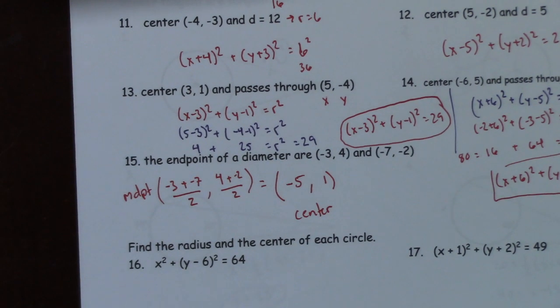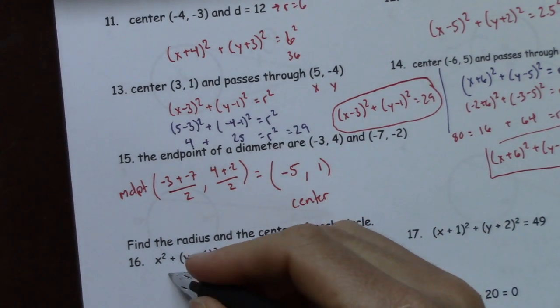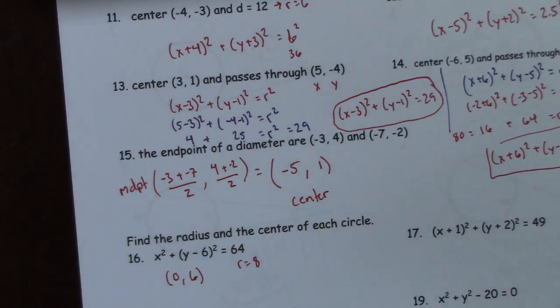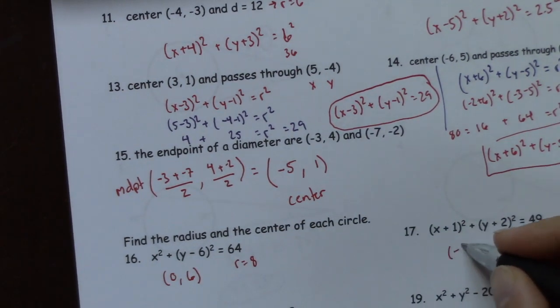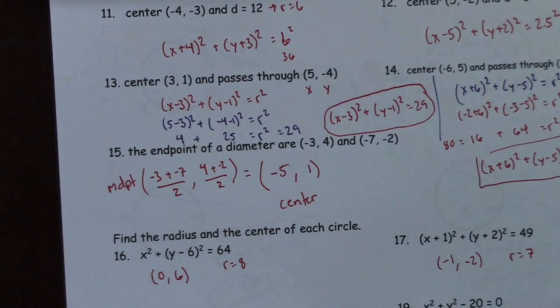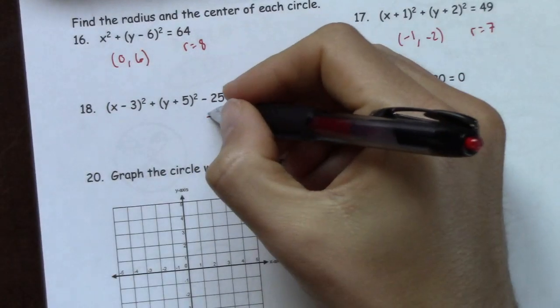These next few ask us to find the radius and center of each. Radius is pretty easy on this first one. Radius is 8. My center is going to be 0 and 6. Remember to change your signs. 17 also is not too bad. I've got a negative 1, negative 2 for my center, and my radius is going to be the square root, or 7.